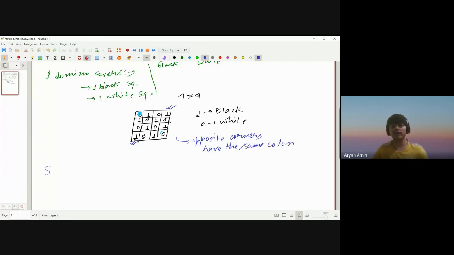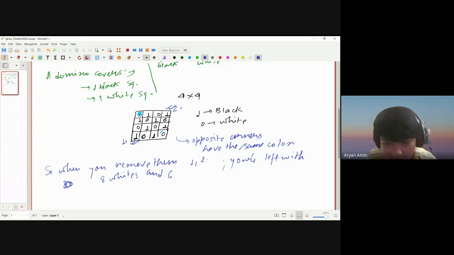So when you remove them, suppose I remove this one and this one, you're left with something like, in this case, 8 whites and 6 blacks. So you cannot cover them with dominoes. You can't cover them all.